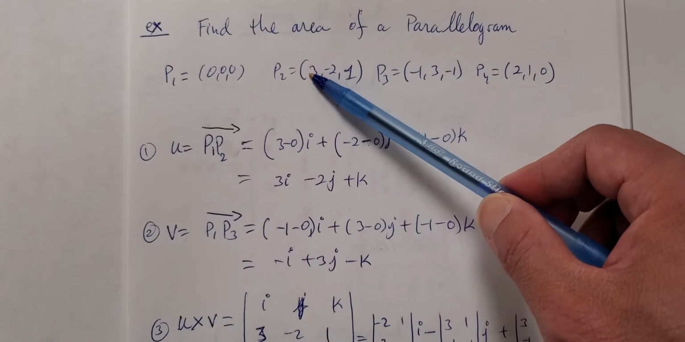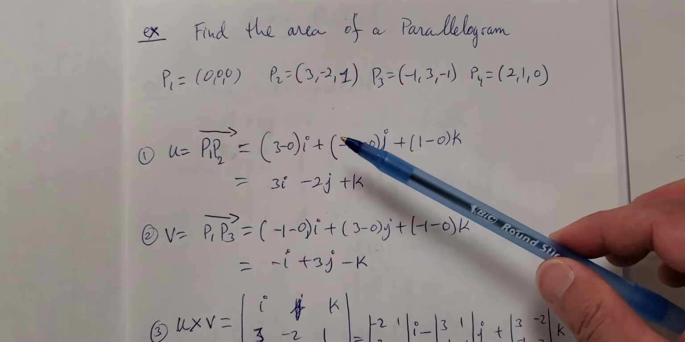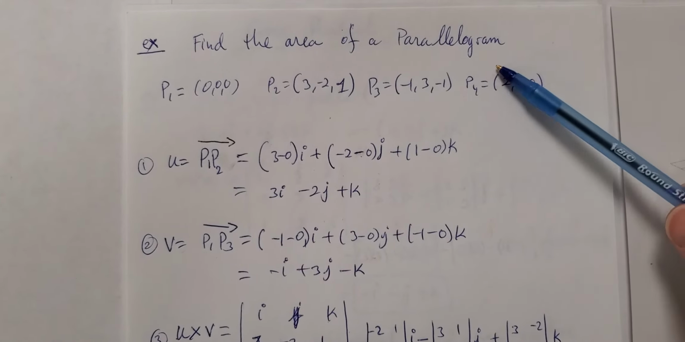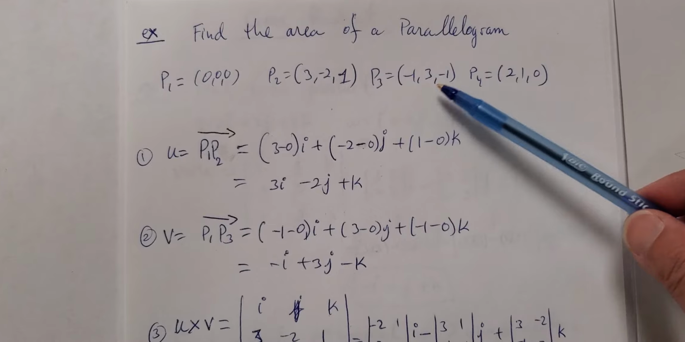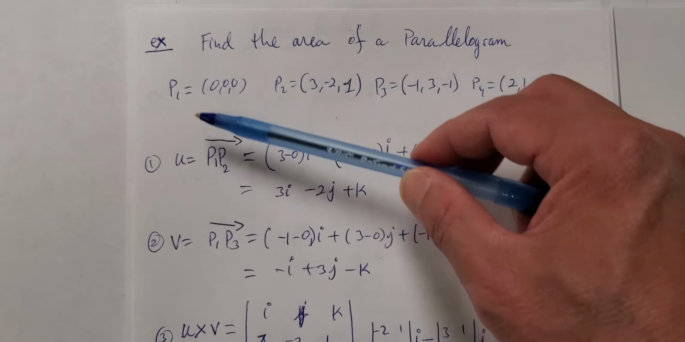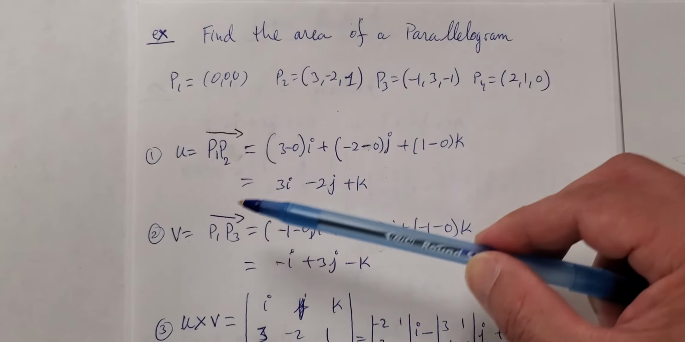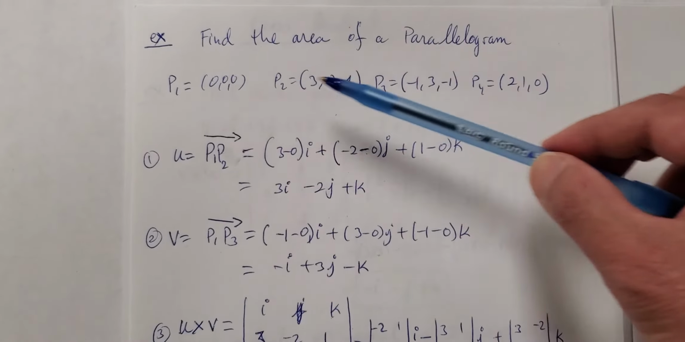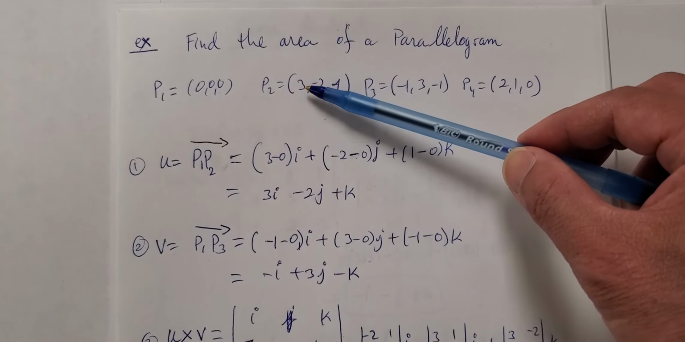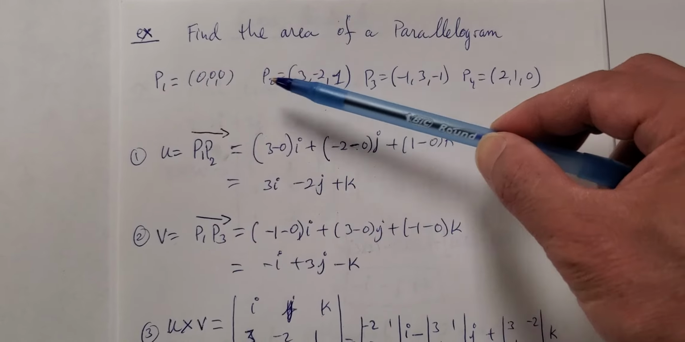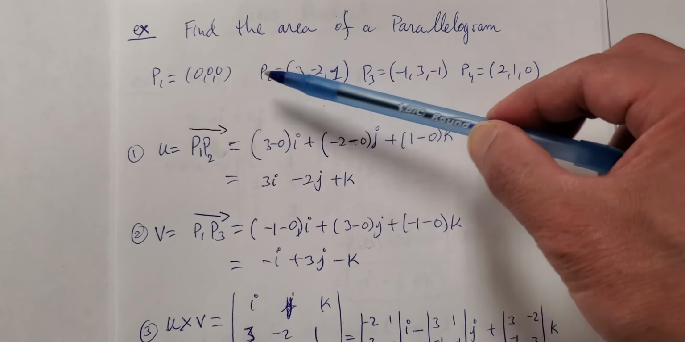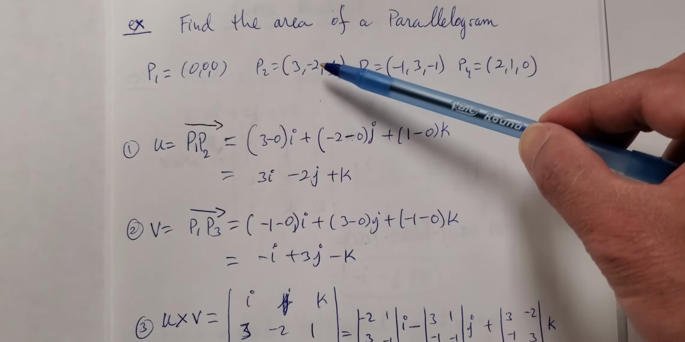Again, we're trying to find the area of a parallelogram using 4 points. So the first thing we need to do is find the first vector from point 1 to point 2, and then the second vector from point 1 to point 3. To find the vector, we are going to do x2 subtract x1. That's here.